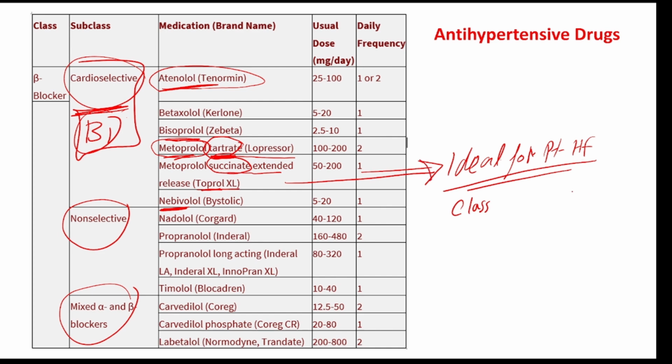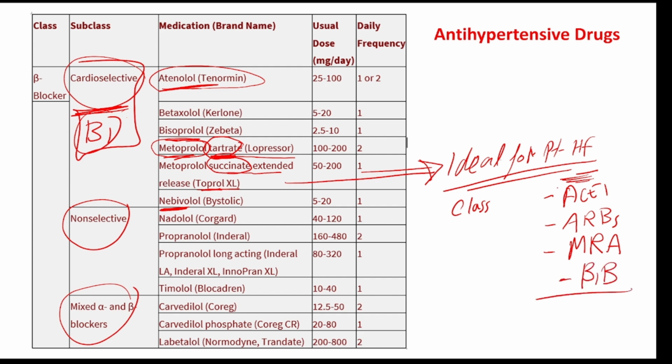But for heart failure, for example, we have other options, the best option, ACE inhibitor. Then we have ARBs. Then, for example, we have MRA. Okay, and another option will be beta 1 blocker. So this is the first choice for heart failure.